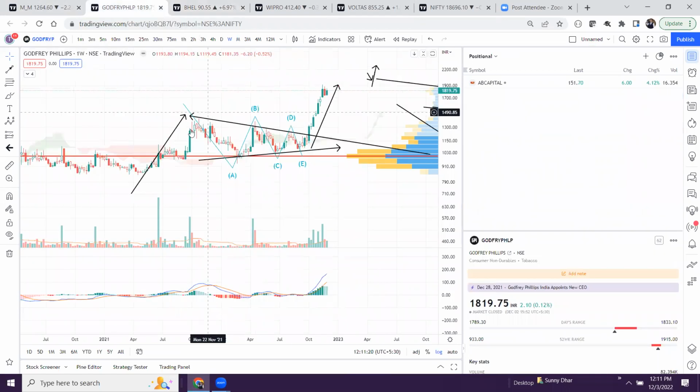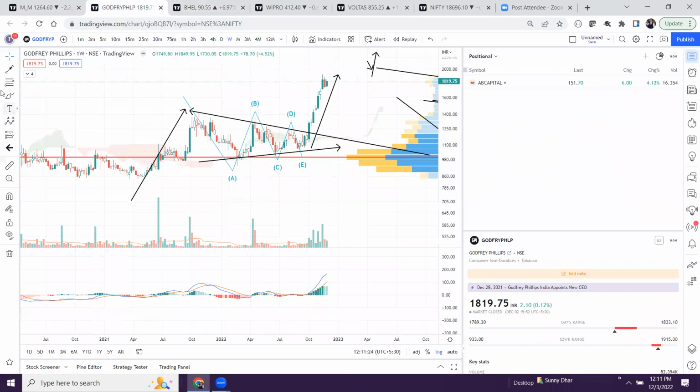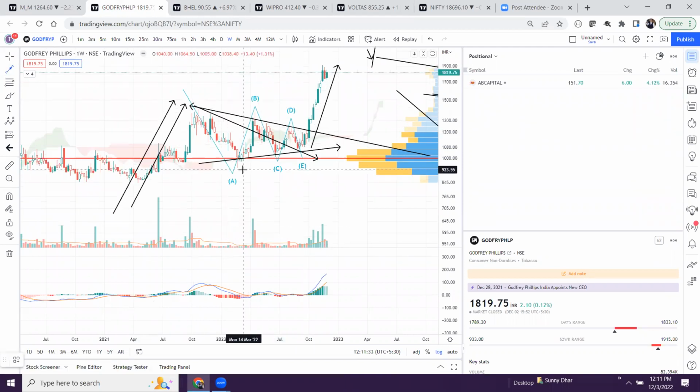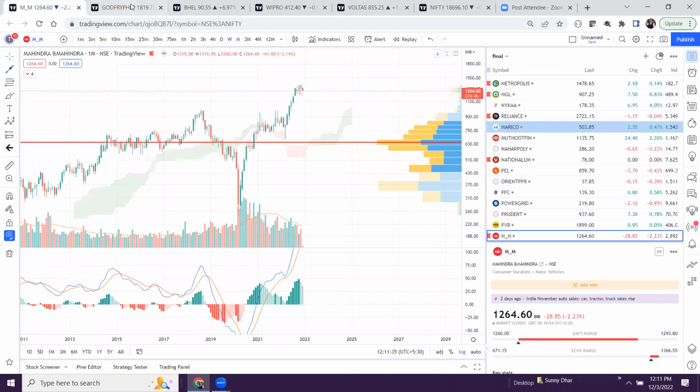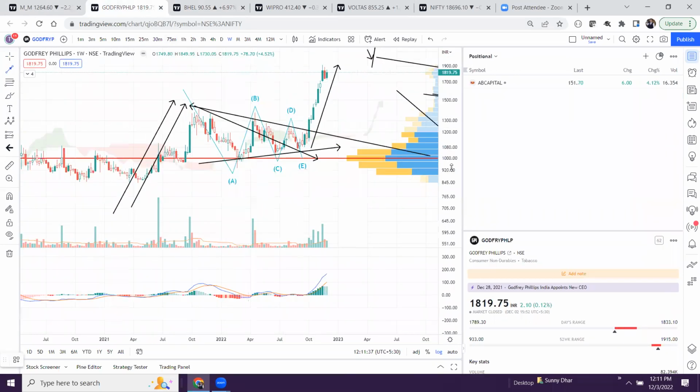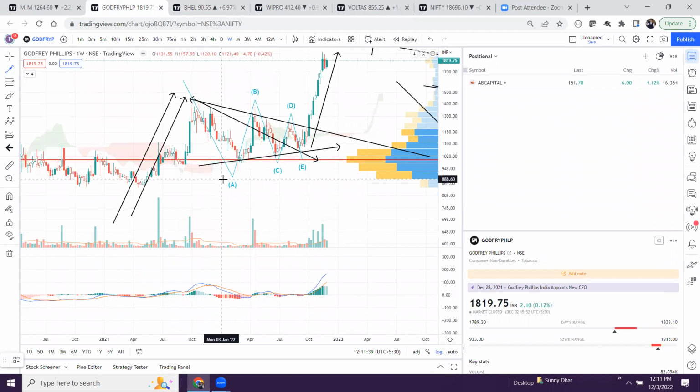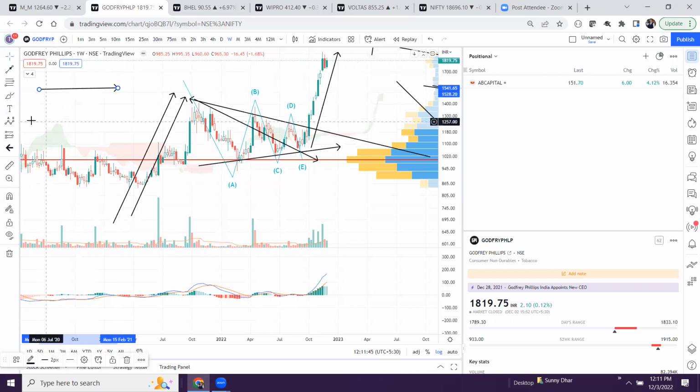Now Godfrey Phillips is another chart that we gave as a Diwali pick. So what is the reason? See, again the same thing applies. Impulse followed by a correction and next impulse. Now this structure is different from the earlier structure because this is a five wave structure, and you can see this is actually a triangle structure, A B C D E. So basically corrective waves are of three waves or five waves.